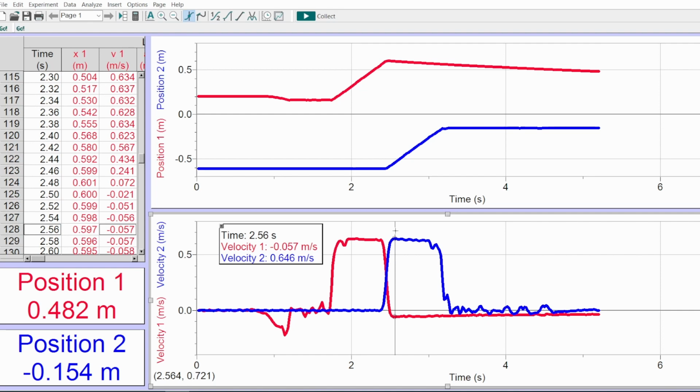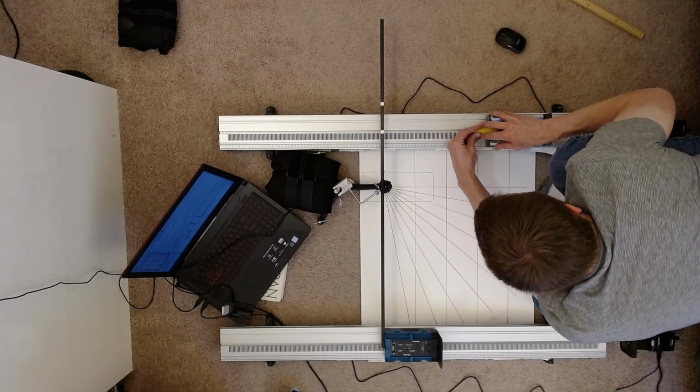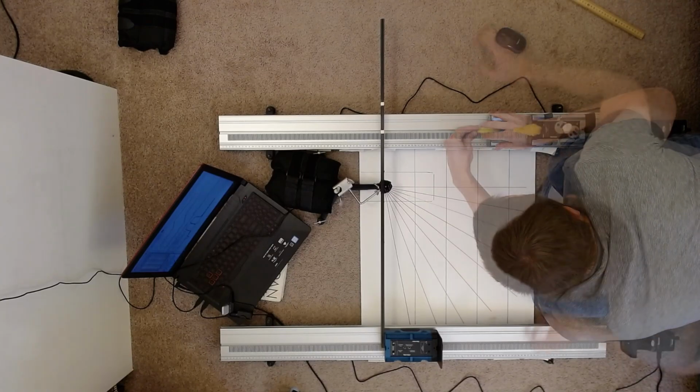Again, this isn't as inelastic as I was hoping it would be, but this should have less conservation of energy than the other one did, but the conservation of angular momentum should be the same. We'll see what we get in the analysis. So cart 1 is bouncing back at negative 0.057 meters per second, and the velocity of cart 2 is 0.646 meters per second. Let's reset and try one more trial.